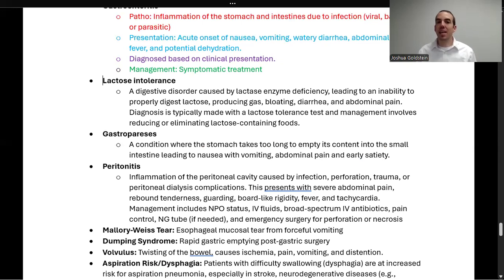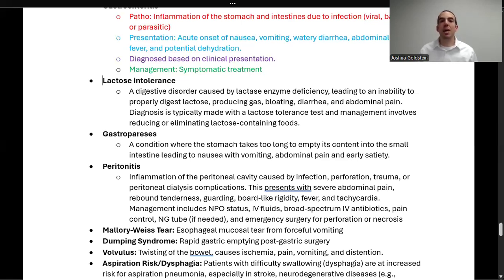Lactose intolerance, again, I'm getting even further down the list of what would be covered in a standard GI course, but let's just wrap it up. We've got a few minutes left. Lactose intolerance is a digestive disorder caused by lactase enzyme deficiency. If you don't have lactase, you can't tolerate lactose. If you can't properly tolerate lactose, you're going to produce gas, bloating, diarrhea, and abdominal pain. The classic symptom here is going to be flatulence.